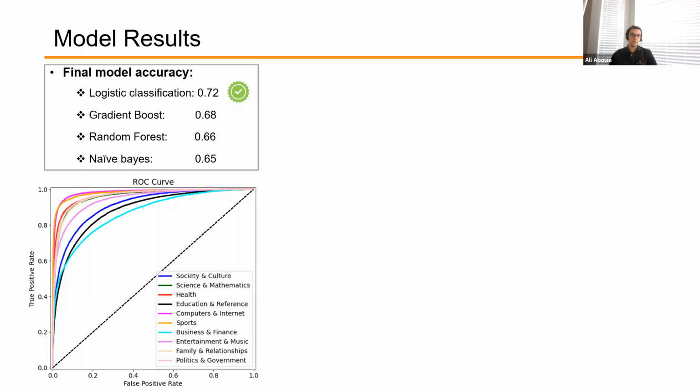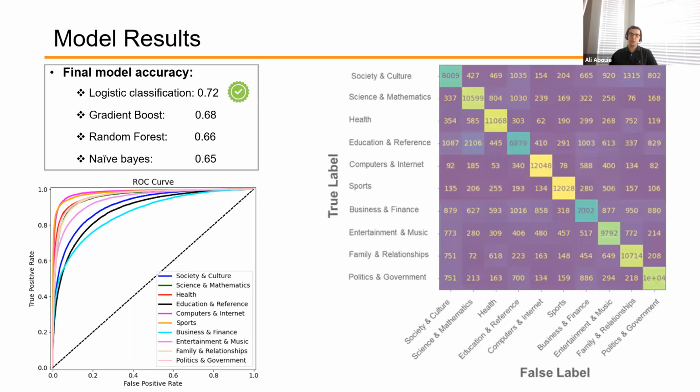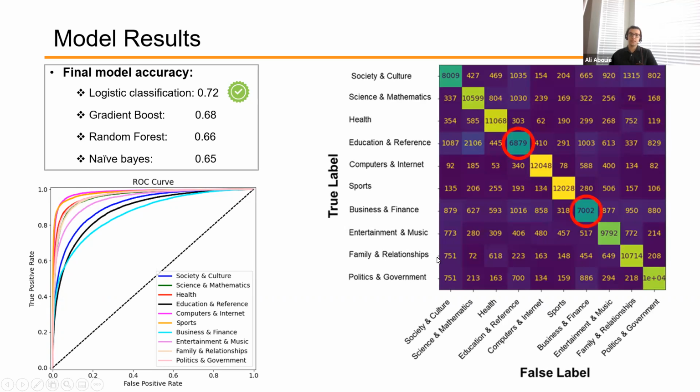If we look at the bottom left-hand side, and if we look at the ROC curve, we can see that for most categories, we are seeing a pretty good prediction, except for a few, like for business and finance and for education. If we look at the confusion matrix for those 2 categories, we can see that the true positives for those categories are relatively lower compared to the other categories. And I'm going to talk about that in the next slide, why this misclassification happens.